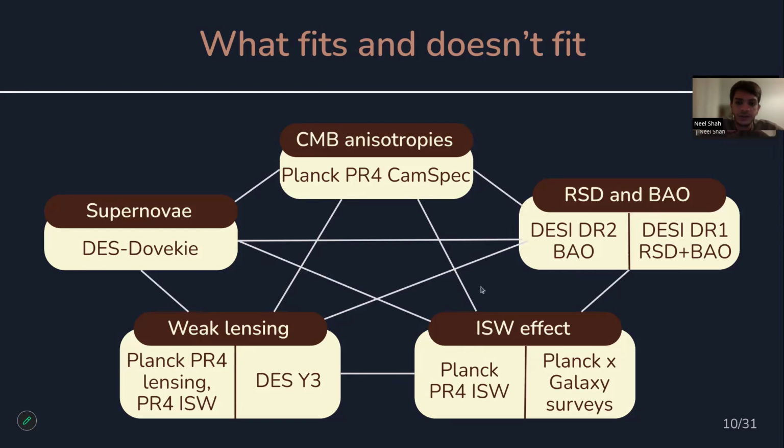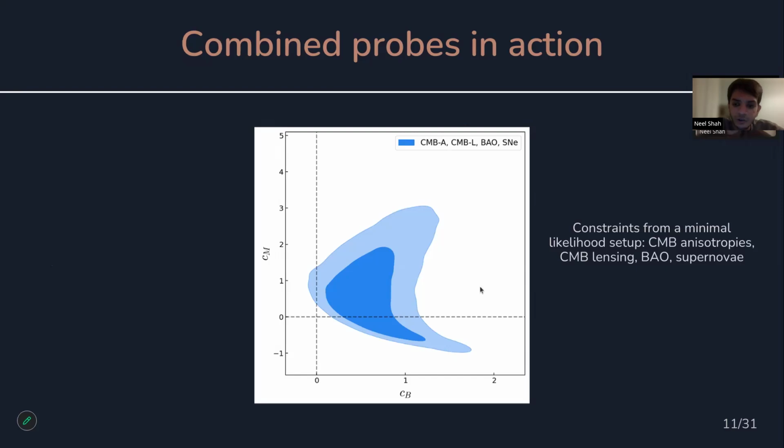Now I'll start showing some constraints. To start with, I show some constraints from a minimal setup of likelihoods. This minimal setup includes all our probes of the background expansion, which are the CMB, BAO, and supernovae. And we add one extra likelihood specifically to probe late time perturbations of dark energy, which is CMB lensing. And with this minimal setup, these are the constraints that we get on CB and CM, the two parameters describing dark energy perturbations. Now let's see what happens when we add more probes to this combination.